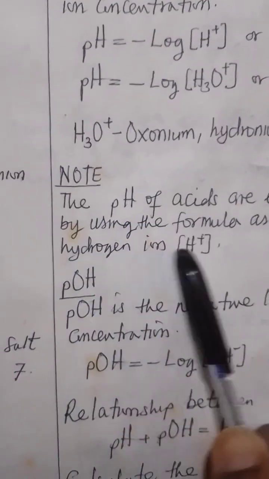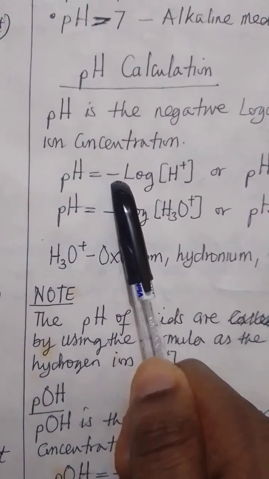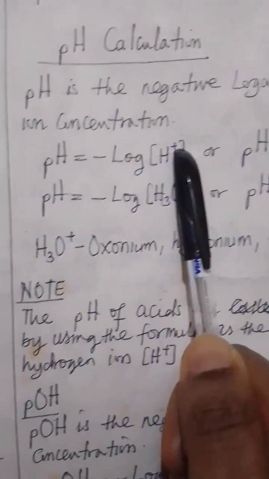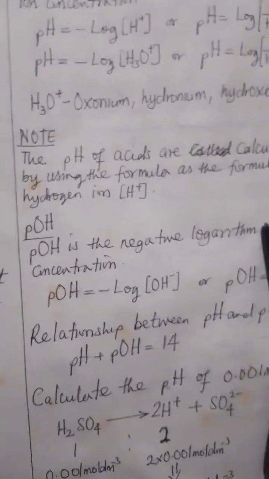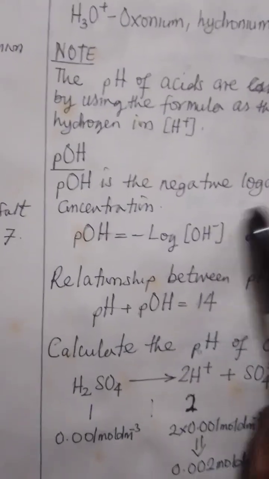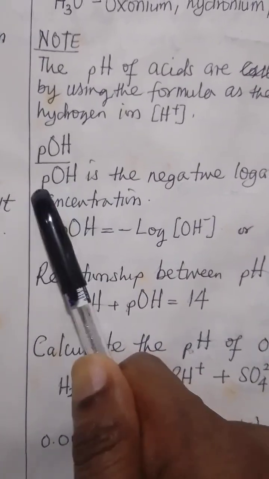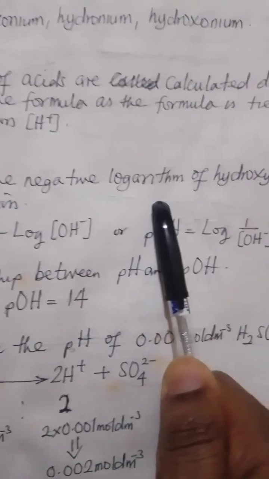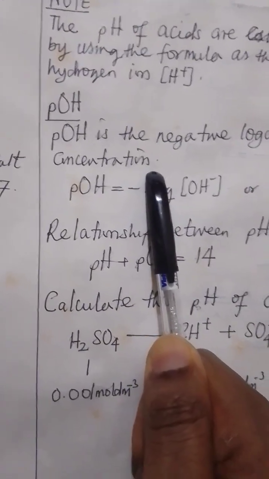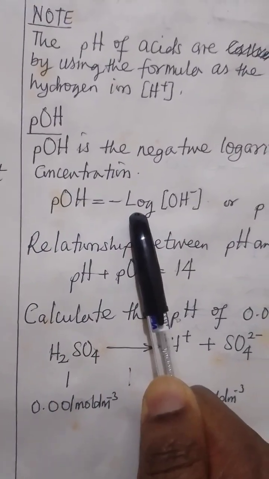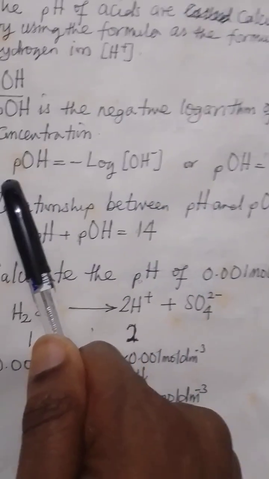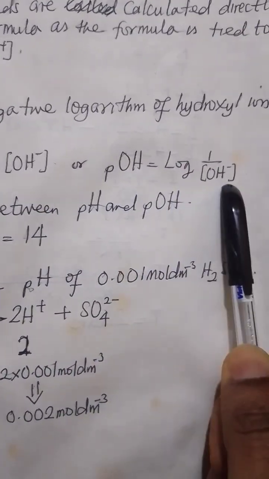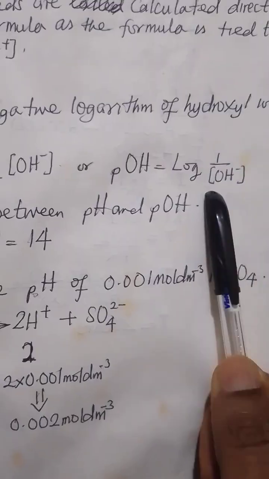The pH of acids are calculated directly by using the formula, as the formula is tied to hydrogen ion. So we can say pH is negative logarithm of H plus, hydrogen ion. So for acids, you just calculate the pH directly. However, for bases, you would have to calculate the pOH. The pOH is the negative logarithm of hydroxyl ion concentration. That is, pOH is negative logarithm of OH minus. We can also write this in this format. That is, pOH is log 1 over OH minus.